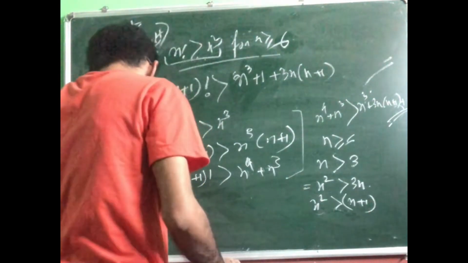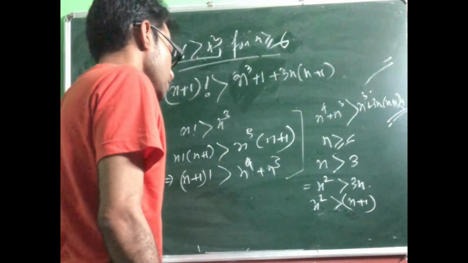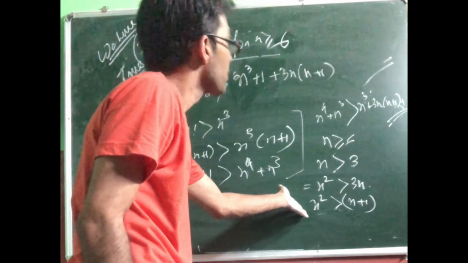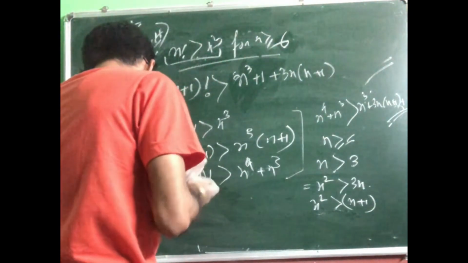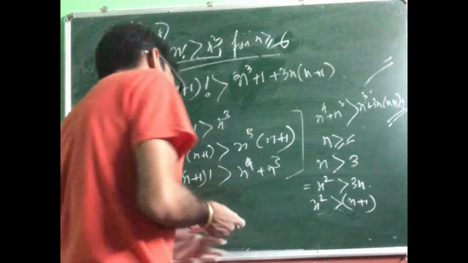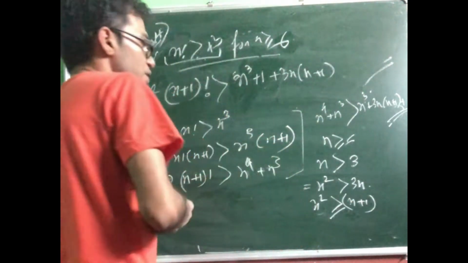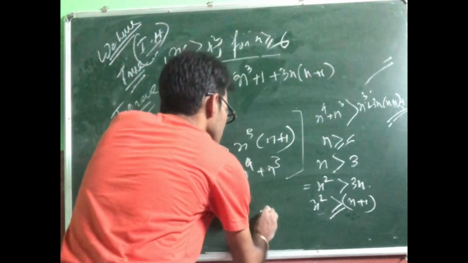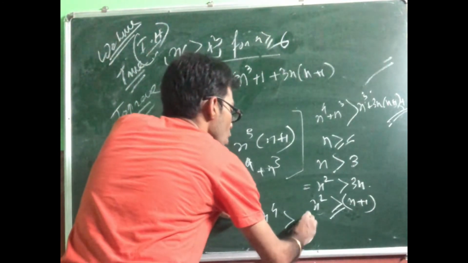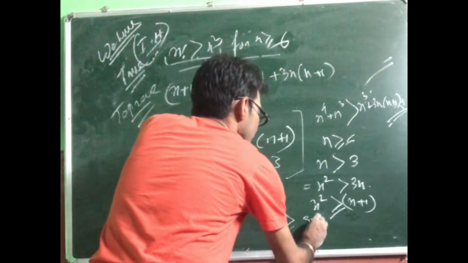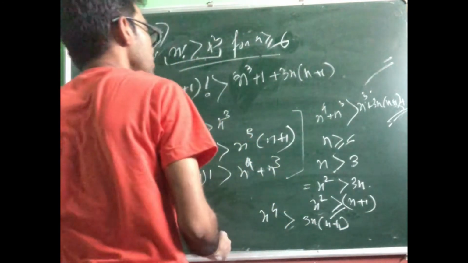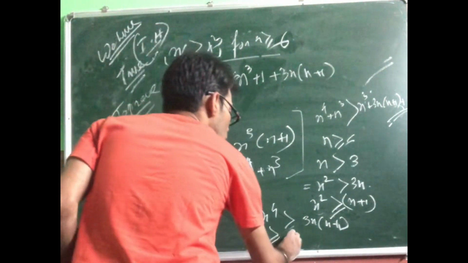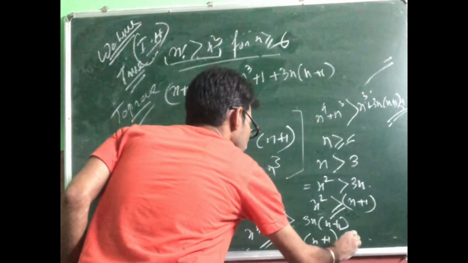So basically I need to give it this way: n squared greater than or equal to n plus 1. And now if I multiply these two, this becomes n to the power 4 greater than or equal to 3n(n plus 1). Or similarly I can say n to the power 4 is greater than or equal to 3n(n plus 1) plus 1.